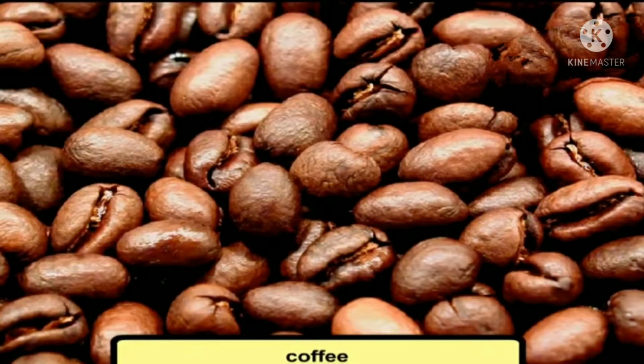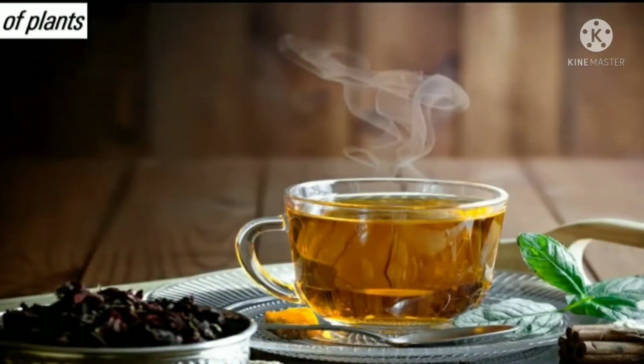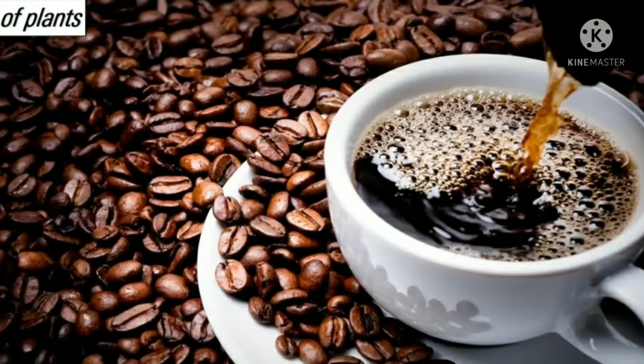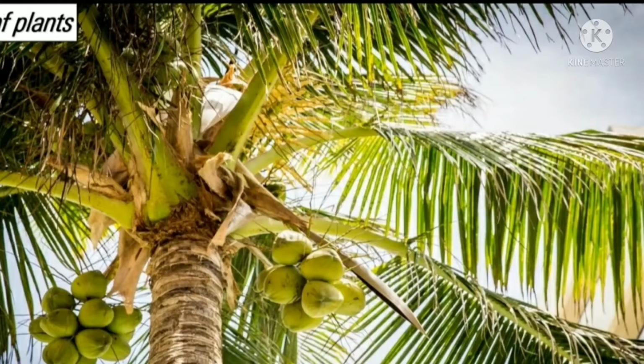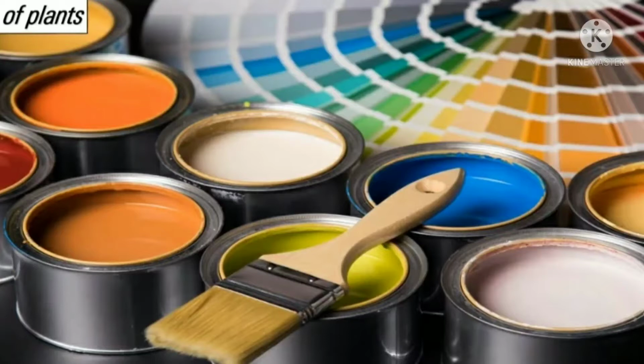Tea, coffee and cocoa beans are also obtained from plants. We get tea from the leaves of the tea plant. We get coffee from the seeds of the coffee plant. Soaps and shampoos have vegetable oils which are obtained from plants like neem, coconut, etc. Paints also contain substances obtained from plants.